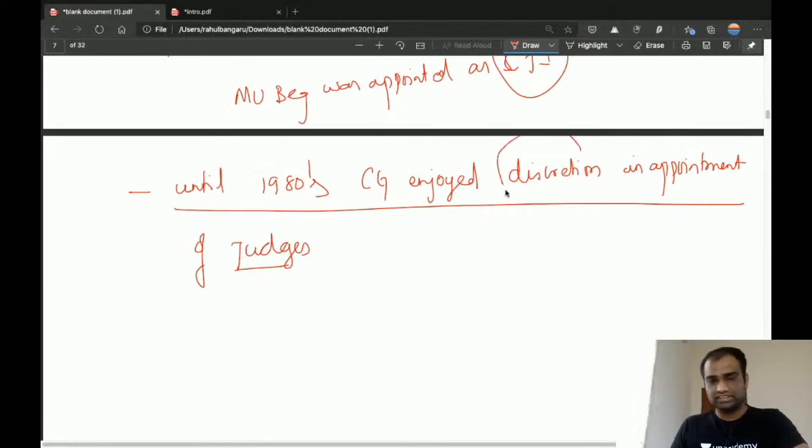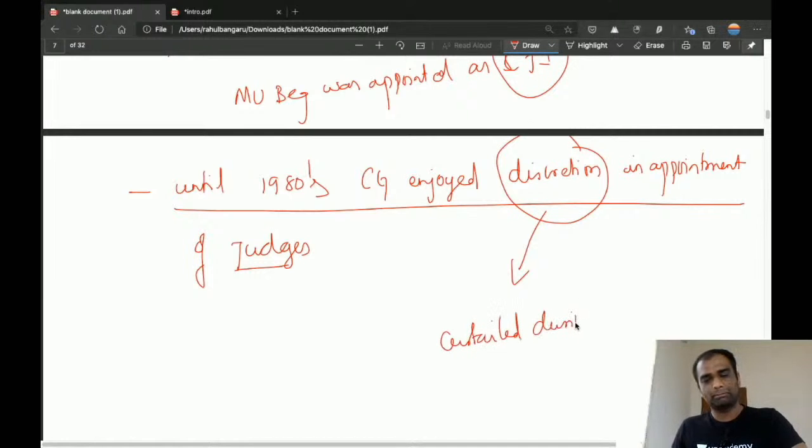Okay, now this discretion was curtailed during the second judge's cases. This discretion was curtailed during the second judge's case in Supreme Court.